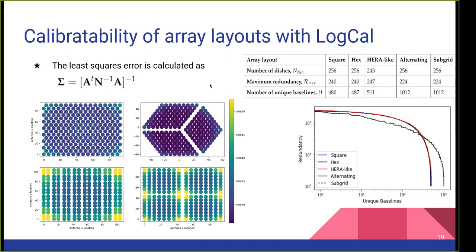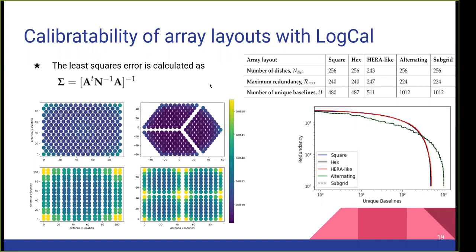Yeah, so the plot on the right just shows the redundancy versus unique baselines. You can see for 3 of the array layouts, that's the square, the hex, and the HIRA-like, I call it HIRA-like because it's smaller than HIRA, those 3 have roughly the same baseline redundancy curve, with the HIRA-like having a slightly higher number of redundant baselines. And then the alternating and subgrid are the 2 layouts shown on the bottom left. They have exactly the same baseline redundancy curves. And basically you can see from this plot that it's not the number of dishes that matters, it's how you place those dishes in terms of what contributes most to a higher number of redundant baselines.